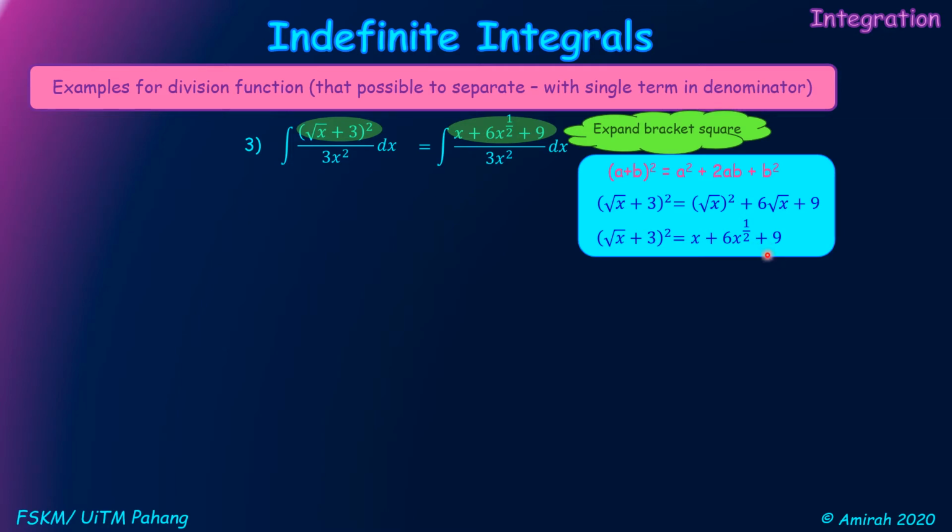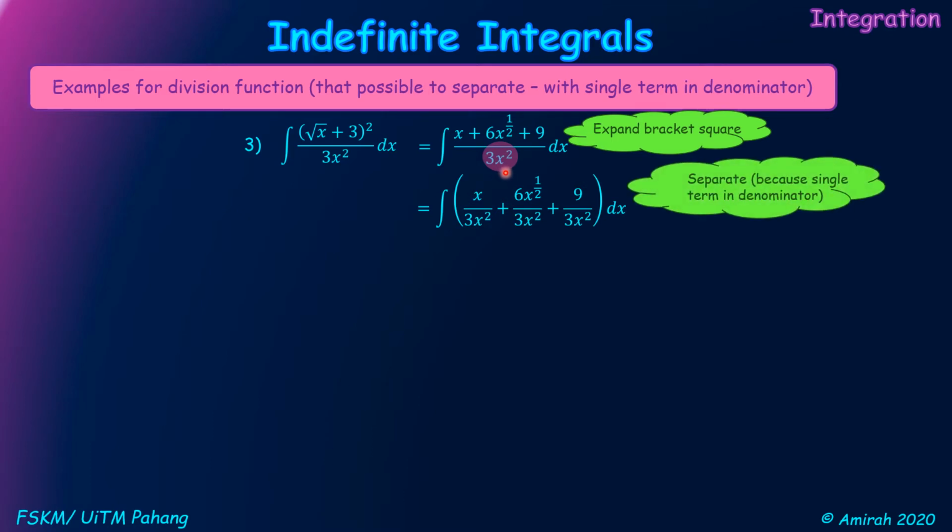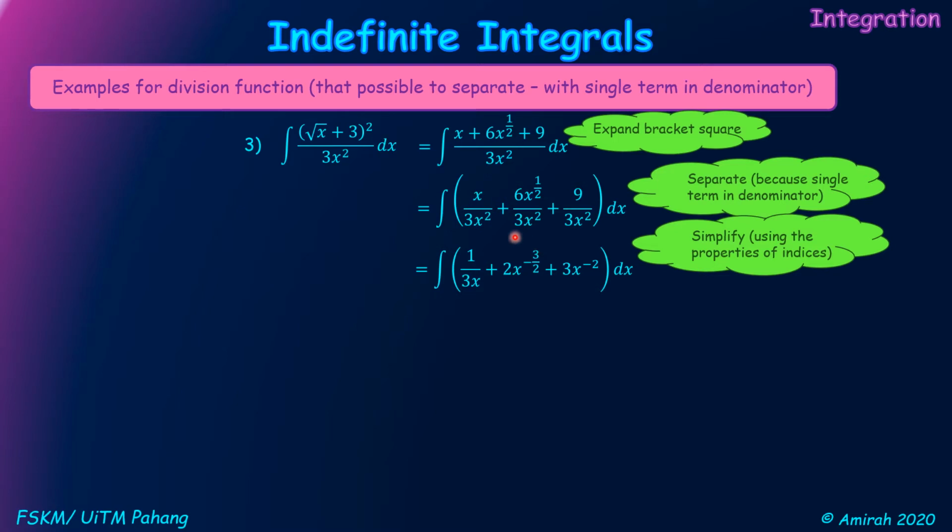Alright, after that, from the denominator 3x² here, this is a single term in the denominator, so we can separate the fraction. So we get this after we separate. Then we need to simplify using the properties of indices. We can simplify x over x² here, so we get 1 over x, and we still have the constant 3 in the denominator here. So we get 1 over 3x.